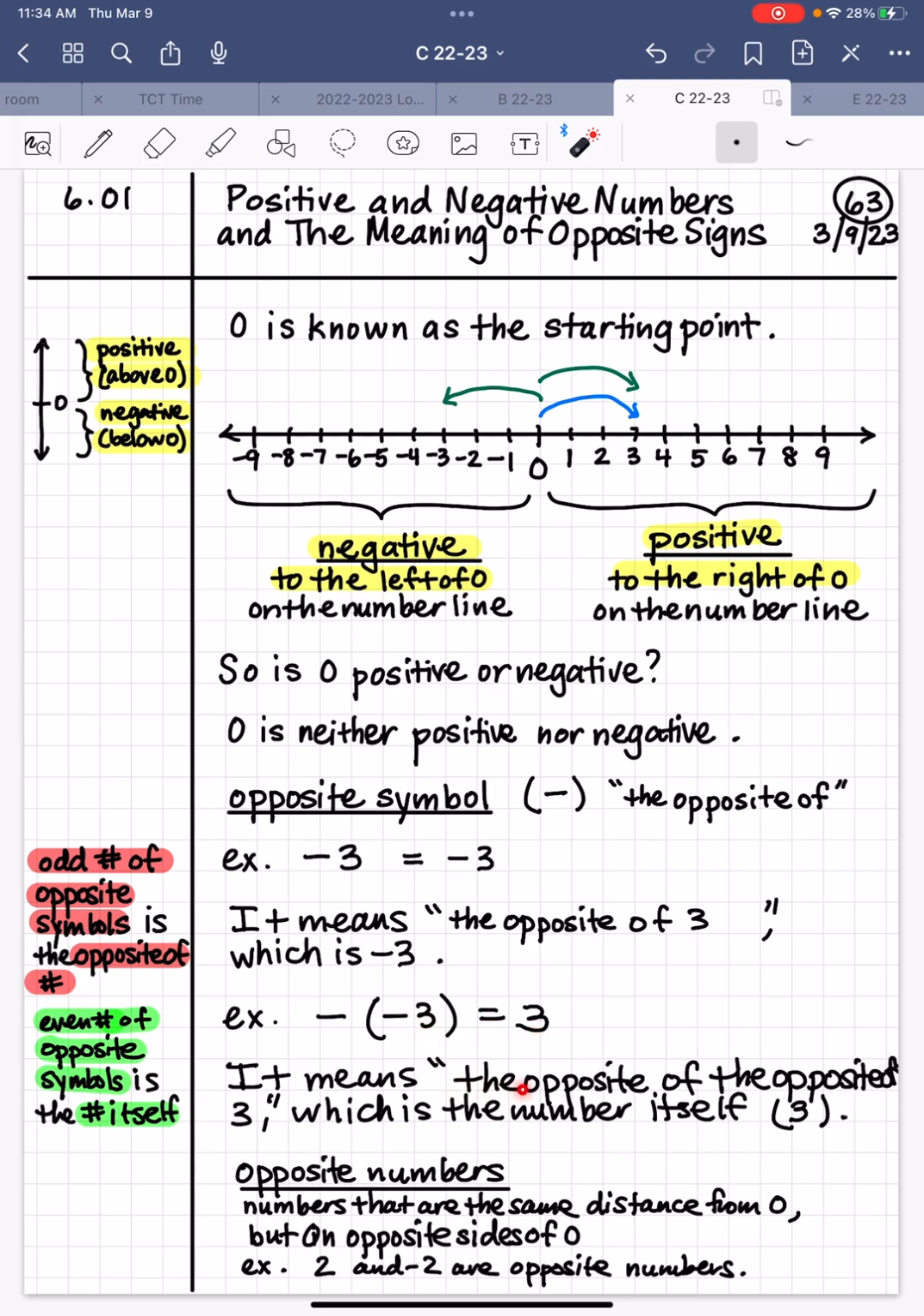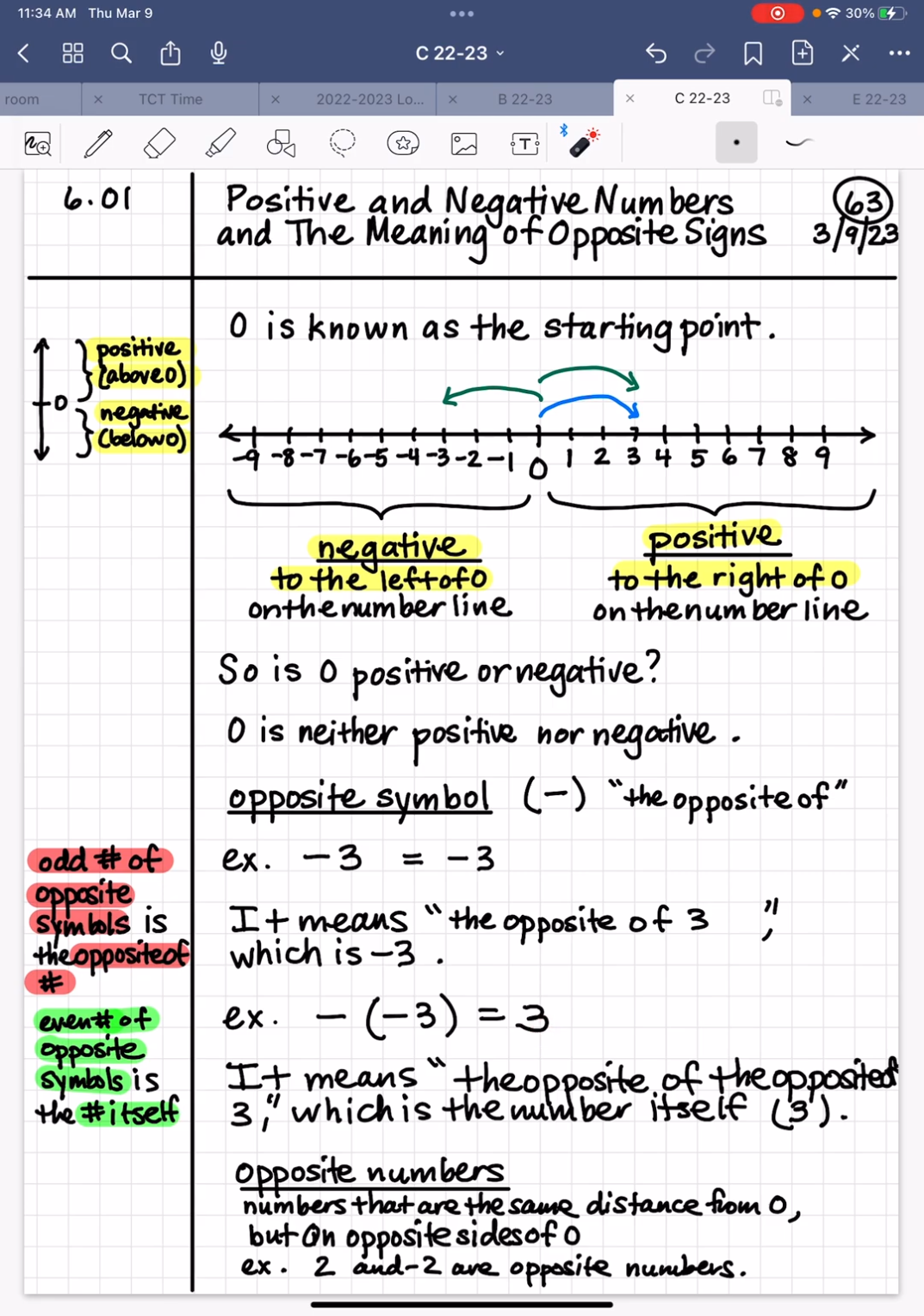Basically what this means is the opposite of the opposite of a given number is the number itself, okay? And there's a unique pattern that works here. When you have an odd number of opposite symbols, you're going to take the opposite of what that number is. So the opposite of 3 is -3. And when you have an even number of opposite symbols, it's going to be the number itself, because you're taking 2 opposites of what number? 3. So you go to the number 3 first, and then you take 2 opposites. 1, 2. And where do you end up? You end up at the number itself, which is 3.